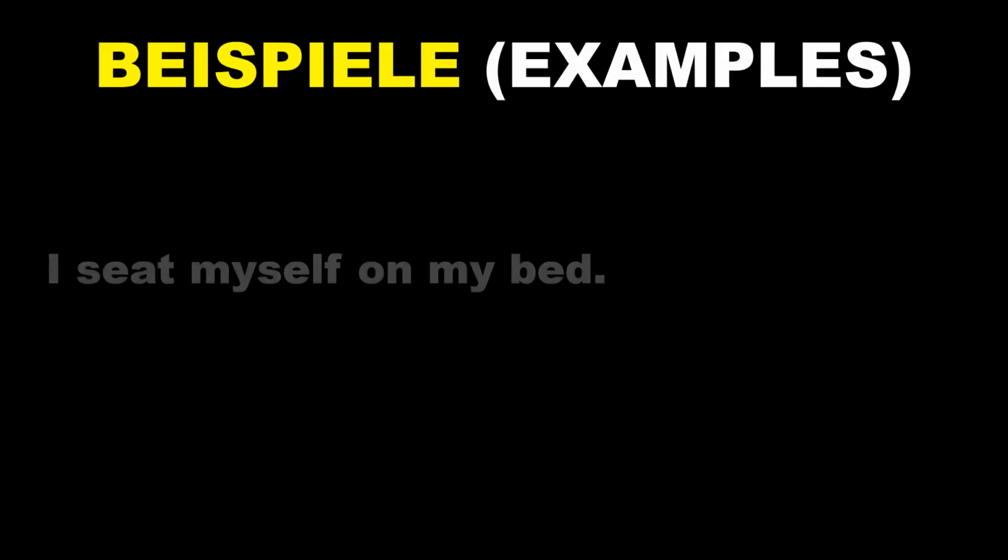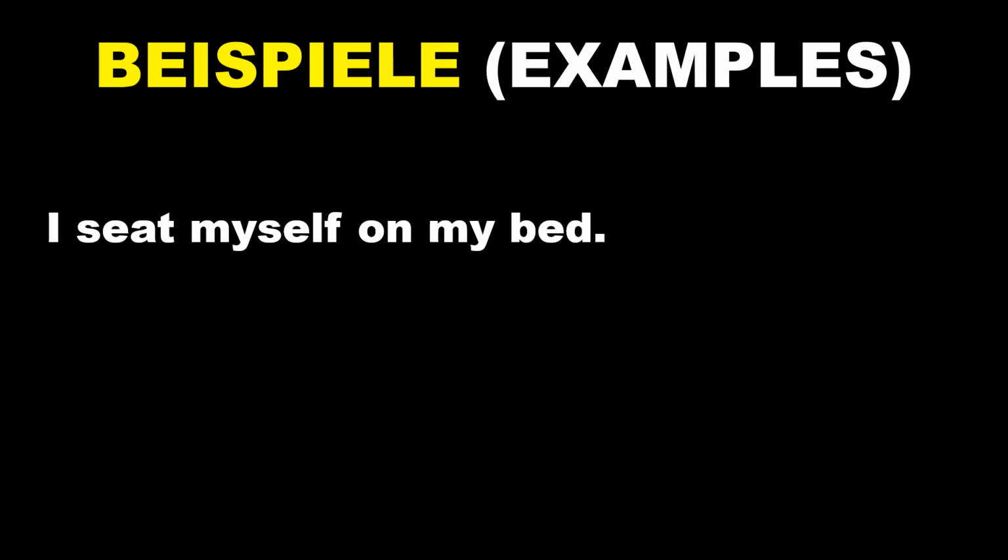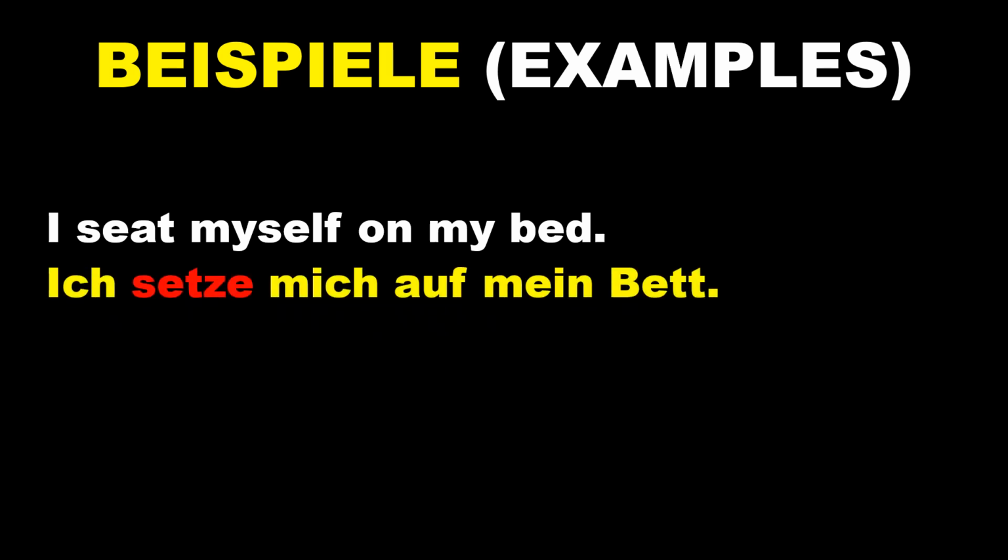Let's see few more examples. I sit myself on my bed. Ich setze mich auf mein Bett. I have given two examples for this verb so that you don't get confused and you get a clear picture how to use this verb. Ich setze mich auf mein Bett.